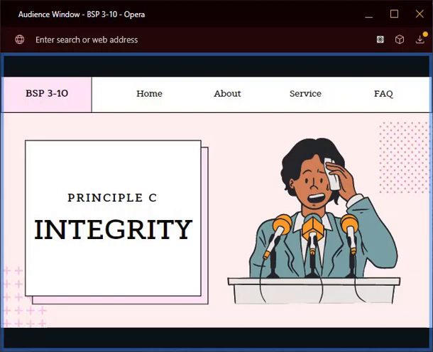We are group 3 and today we will be having a short discussion on the third principle, which is Principle C, integrity. So let us start with the definition of the word integrity.